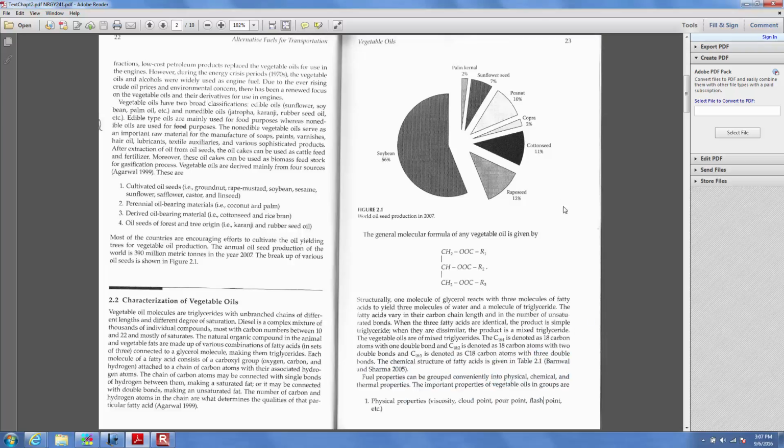I want to take a look at this figure 2.1, and it talks about world oilseed production. And if you look, the vast majority of our oils come from soybeans. And even though we talk about some of the sunflower fields that we see in the western states and in the plains states, it only accounts for 7% of all the oil produced. Soybeans are obviously a really big factor in that.